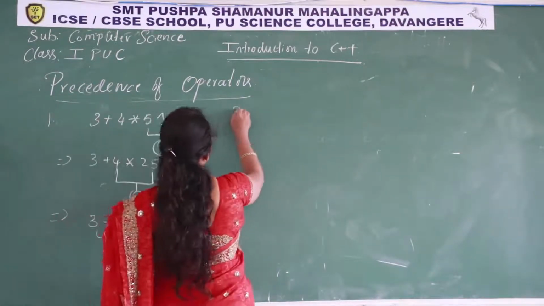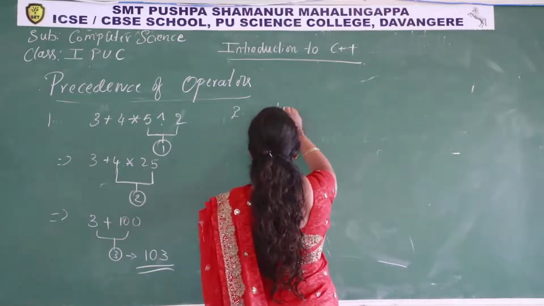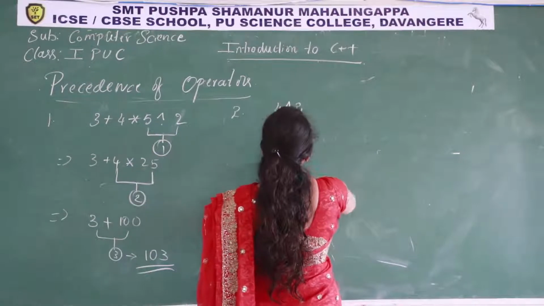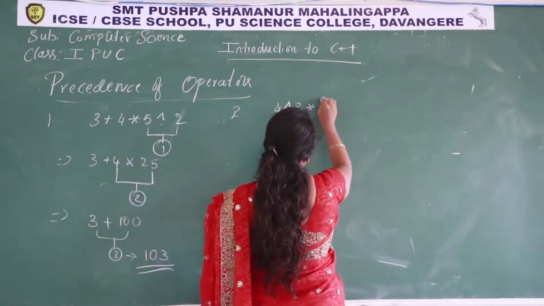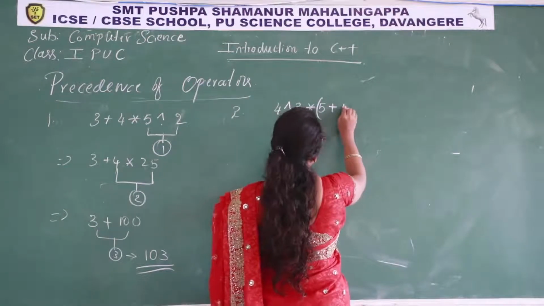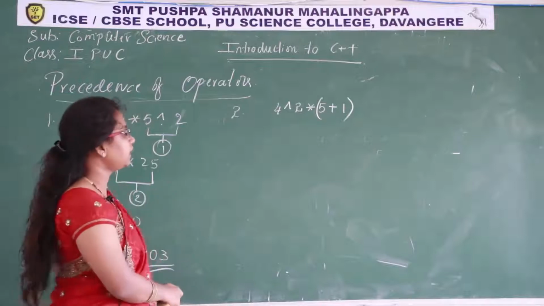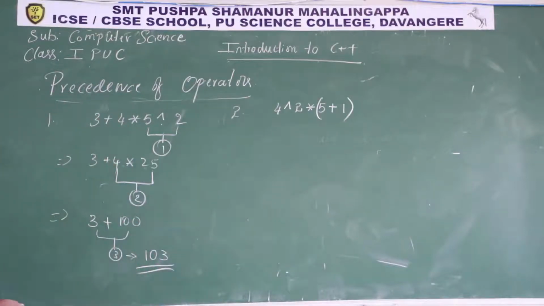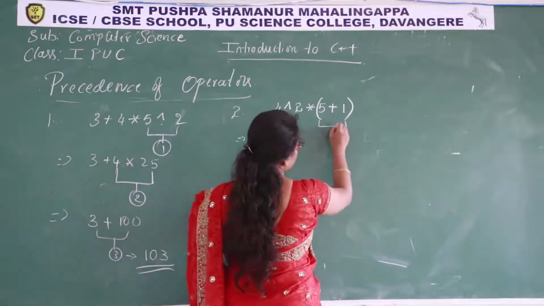One more example, 4 cap 2 star (5 plus 1). See which operator has the highest priority? Parenthesis. So first you have to simplify the parenthesis.